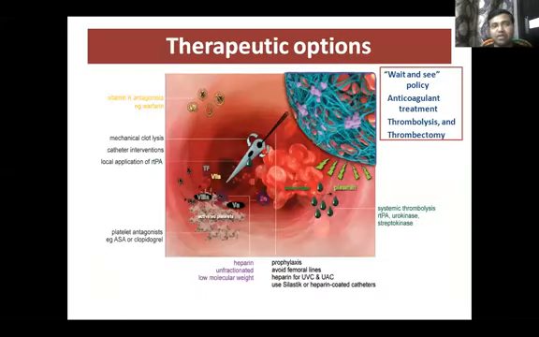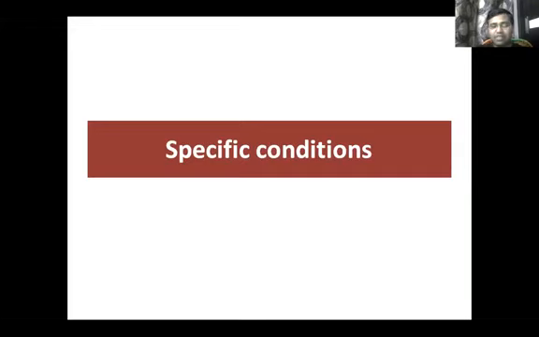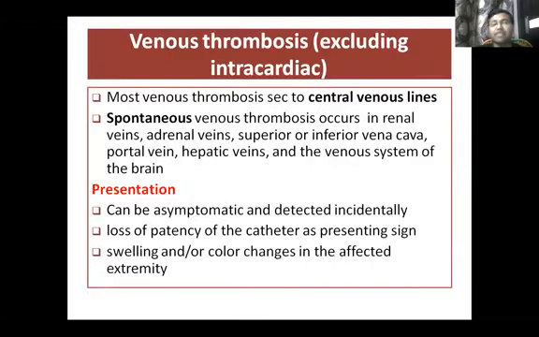Next come the therapeutic options. What therapy? Yes, there is always the wait and watch policy, and whether anticoagulation is required, or thrombolysis, or both, or the last option, thrombectomy. So coming to the specific conditions. In specific conditions, common things are venous thromboses. Venous thrombosis is related to central venous lines. Sometimes we can see it spontaneously, in the renal vein, inferior vena cava, superior vena cava, or the brain, the cerebral veins.